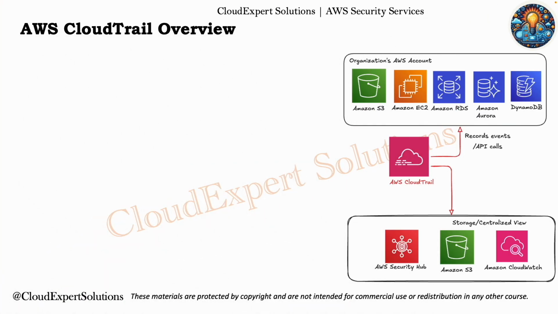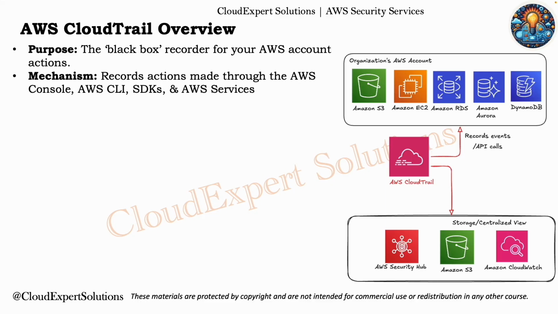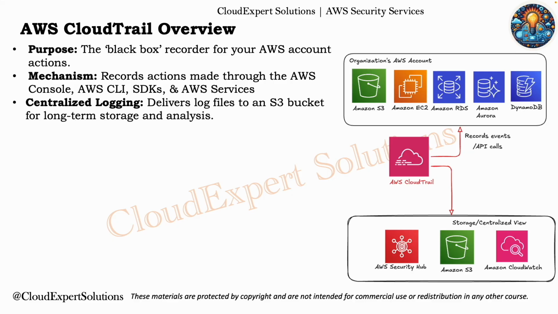Think of CloudTrail as the black box recorder of your AWS account actions. It captures actions made through the AWS Management Console or via the AWS CLI, AWS SDK, and also any actions performed by other AWS services. The primary feature is centralized logging. It takes all these event records and securely delivers them to an S3 bucket that you control. This allows for long-term storage.